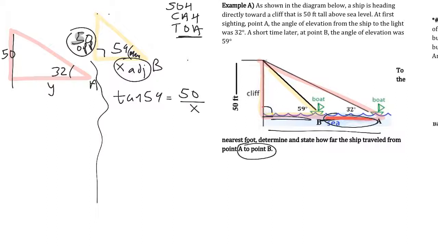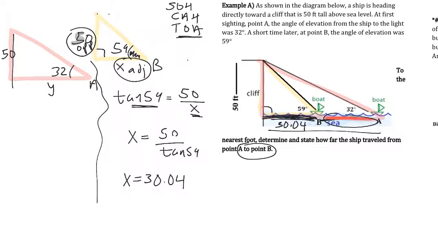Then to solve for x, when it's in the denominator, you could just switch where the tan 59 and the x are. So x equals 50 divided by tan 59. And if you type that in your calculator, you get 30.04. So on my diagram, what I just found is the bottom of the yellow triangle is 30.04 from boat B to the cliff. That's how far it is.